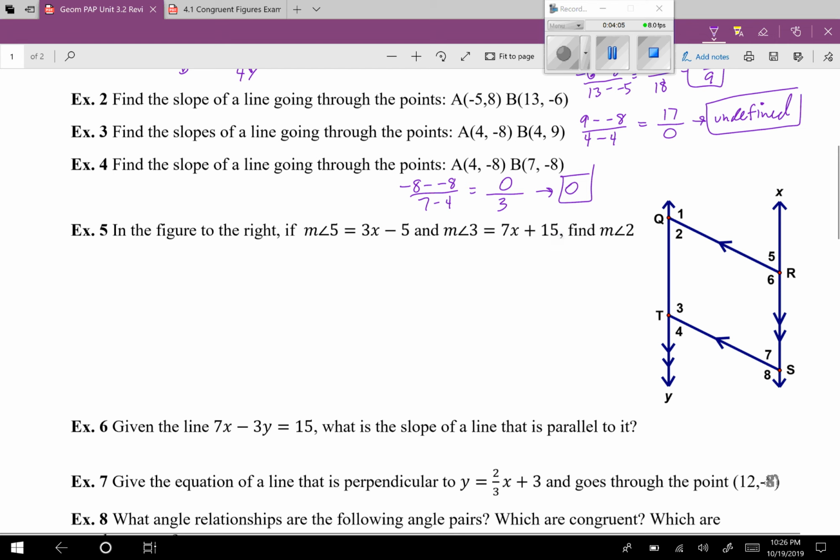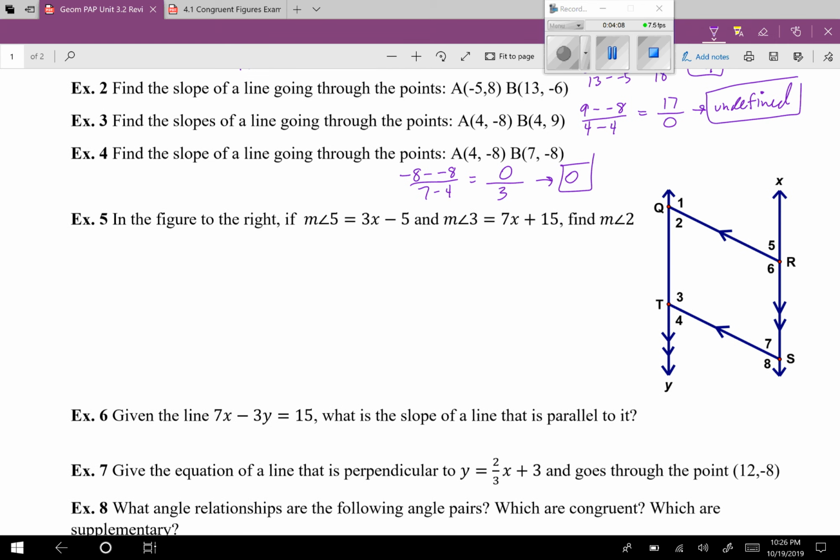Okay, in the figure to the right, it says if the measure of angle 5 is 3x minus 5, so here we go, it's 3x minus 5, and the measure of angle 3 is 7x plus 15, so 7x plus 15. Find the measure of angle 2.